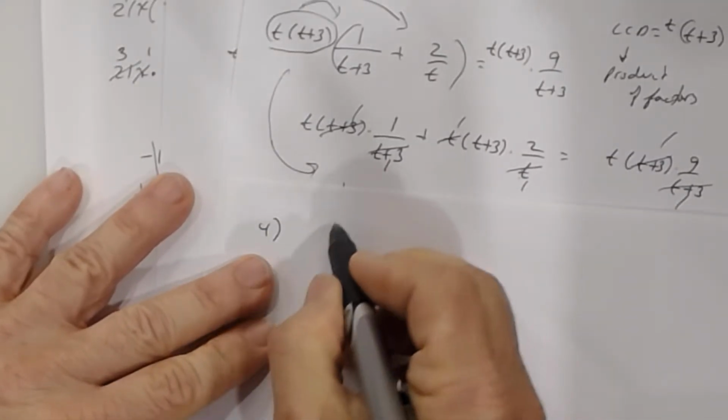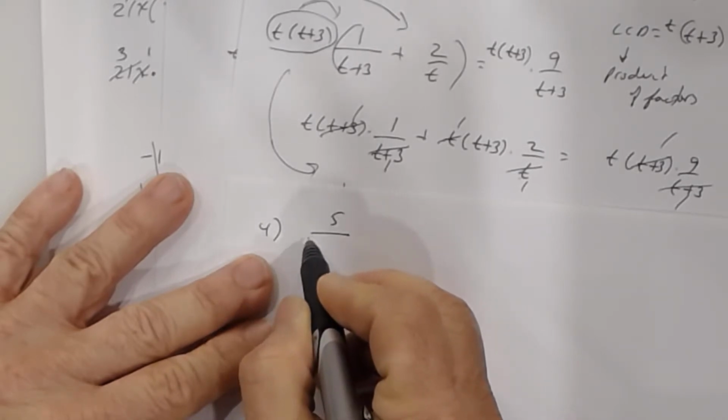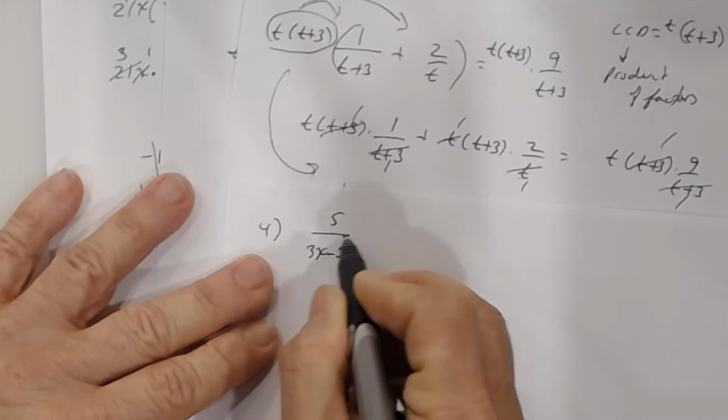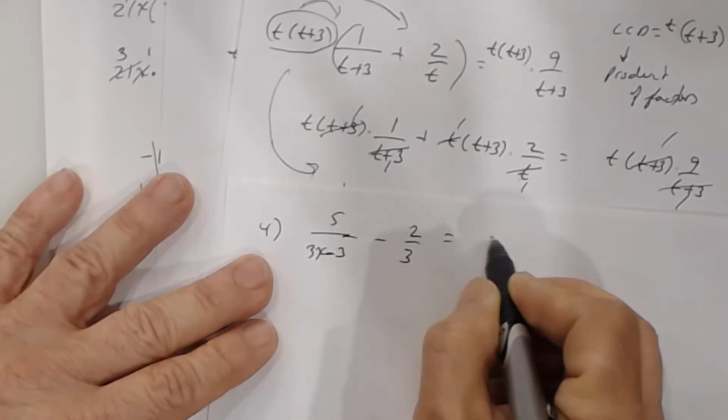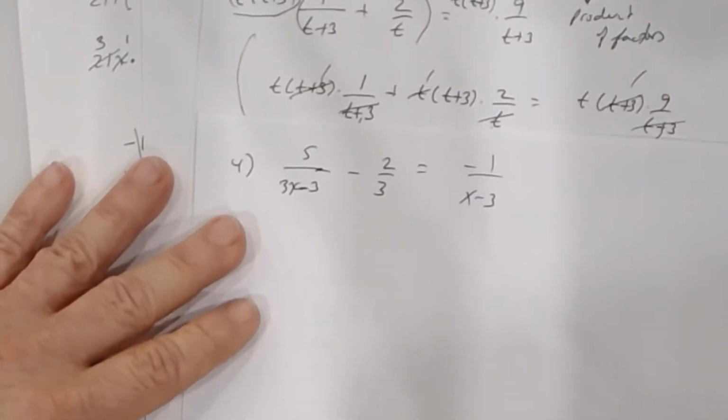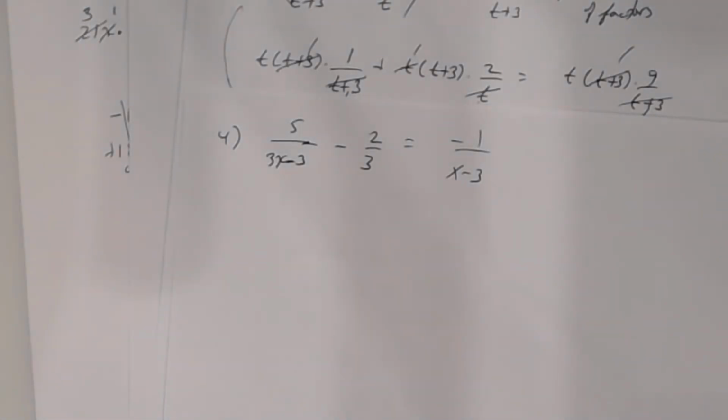All right, number 4. 5 divided by 3x minus 3, minus 2/3 equals negative 1 divided by x minus 3. Okay, so that's where I'm at. So there's your equation. Look at that first denominator. Remember, the whole point is to find the LCD, the least common denominator. So your least common denominator is composed of a product of factors. So you got to make sure that your denominators are factored.